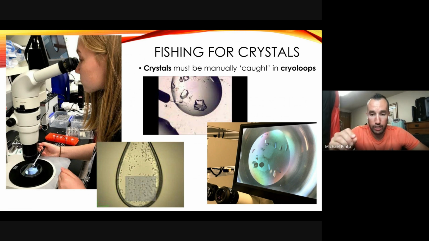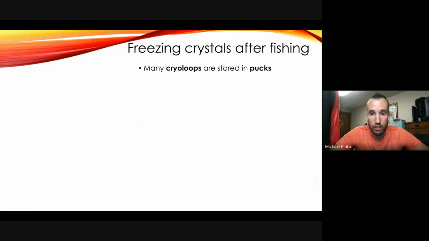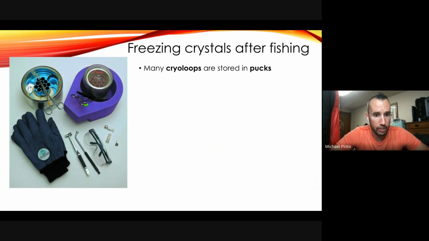Once you've caught the crystal, you fished for the crystal in the cryo loop, you get it out of the hanging drop, and they get stored in things called pucks. So this shows a puck here, and each one of these little holes in the puck, you can put in a different cryo loop. So you might have a sample where you can get 5 or 6 different crystals, and you fish for each one individually with a different cryo loop, and then you can store multiple samples in that puck. All right, so the puck is a metallic structure with a whole bunch of different holes in there that the cryo loops can then get stored in.